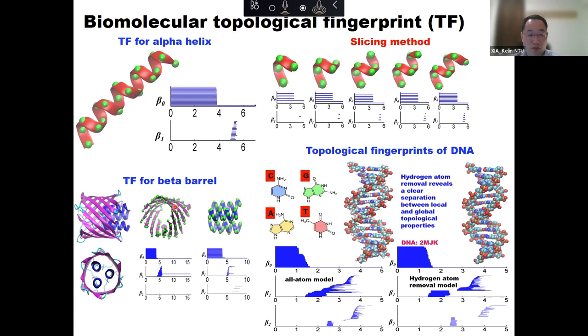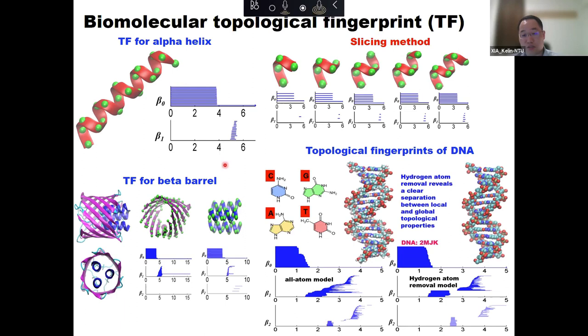Same thing for the beta sheet. They form this big channel type of structure, so you see there's a very long persistent bar. And then for all the others, 4 adjacent atoms can contribute a small cycle, so you can see many of these cycles around this 5 angstrom, very similar to this structure.